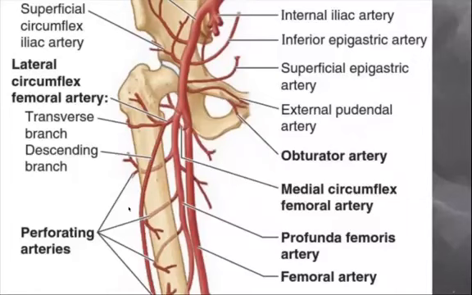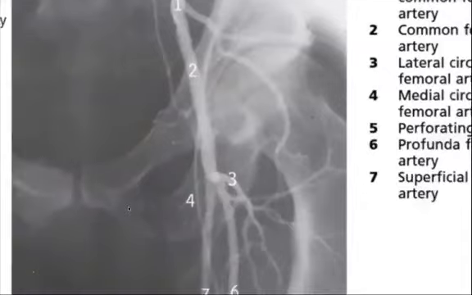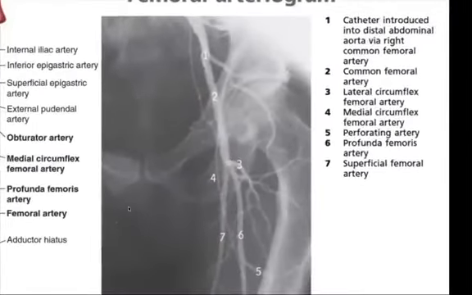Okay, and from the profunda femoris, you are going to have the lateral and the medial circumflex femoral artery. Okay, and then you are going to have a proper femoral artery. Okay, and from the profunda femoris, you are going to have some perforating arteries. Is it clear? This is very easy, but you have to identify this from an arteriogram.